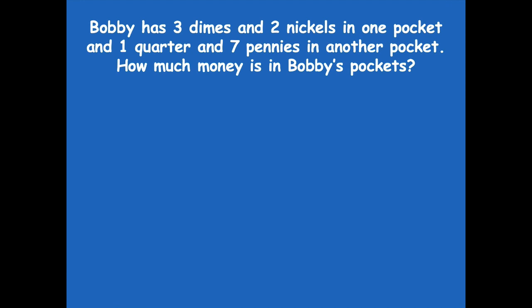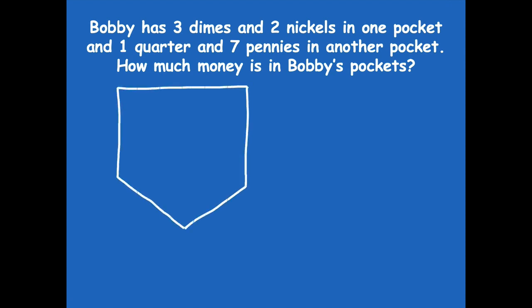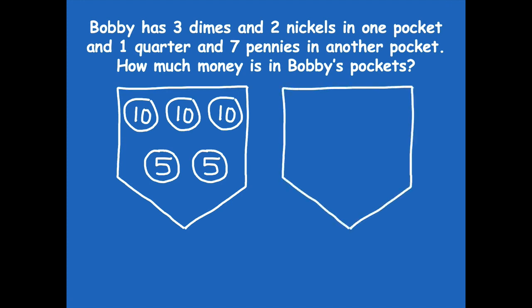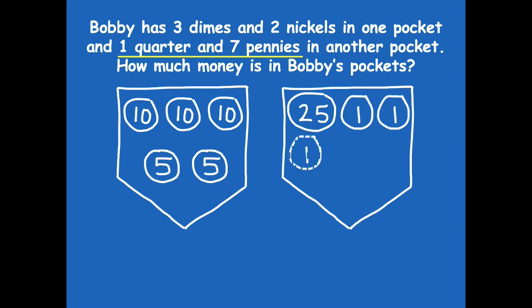All right, friends, pause if you need more time. So here's my pocket, okay? It's nothing fancy, nothing special. That's a quick draw. So in this first one, I have 3 dimes and 2 nickels. So here are my 3 dimes and 2 nickels. Did your first pocket look like that? Okay, awesome. If it doesn't, pause the video and make a quick correction. All right, so here's my second pocket. The second pocket has 1 quarter and 7 pennies. So here's my quarter, and here's 1, 2, 3, 4, 5, 6, 7 pennies.